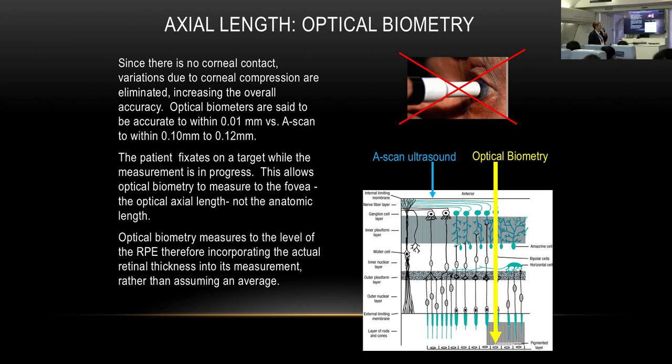0.1 millimeters. The way they work is the patient fixates on a target while the measurement is in progress. So this is allowing the optical biometry to measure to the fovea, the optical axial length, not the anatomical axial length. And when it comes right down to it, don't we want to focus the image on the fovea? And the optical biometry, as I mentioned, measures to the level of the RPE, all the way down here where the photoreceptors are, rather than just using an average 200 micron retinal thickness.